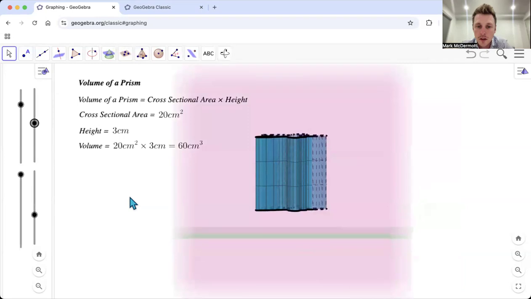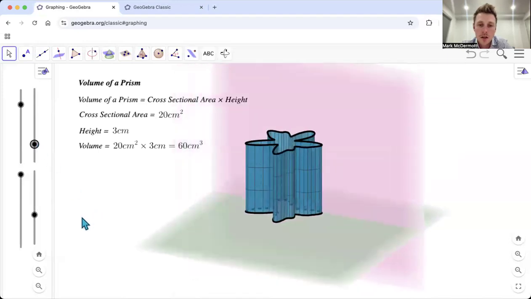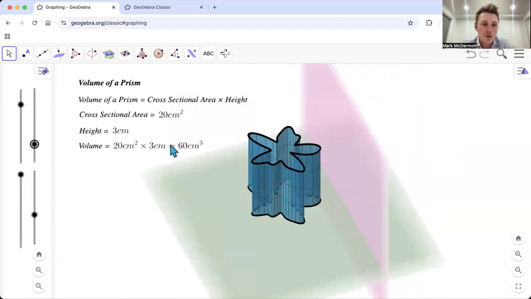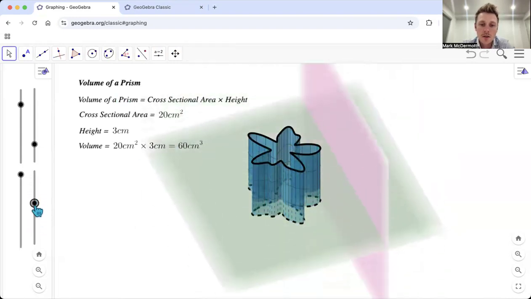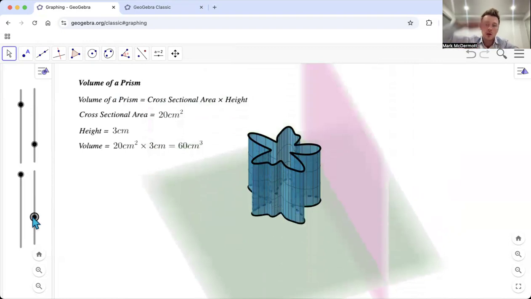If we were to put it there, as that pink plane takes a cross-section, we're going to get different two-dimensional shapes on that pink plane. So when we say cross-sectional area, we really mean uniform cross-sectional area, which would be this green one. So it's as simple as taking the area of the base and multiplying by the height.